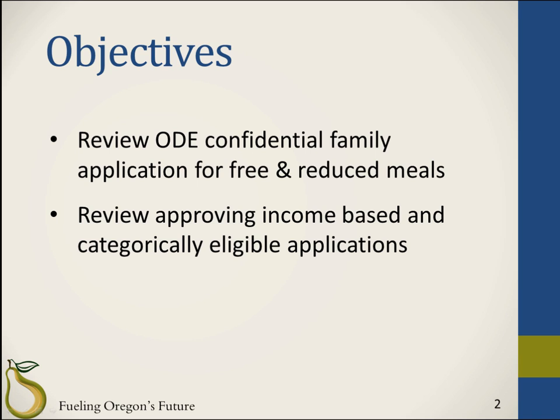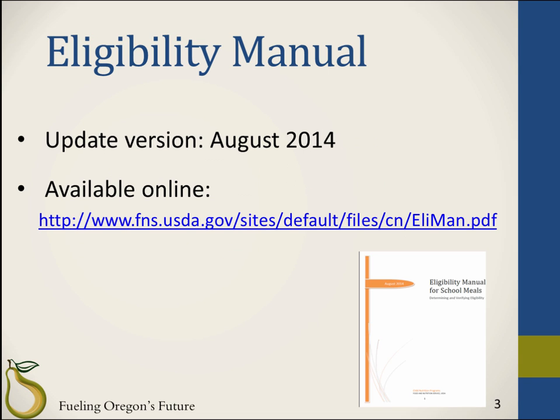The objectives for this training are: review the Oregon Department of Education confidential family application for free and reduced meals, and review approving an income-based and categorically eligible application. Please note that the most recent version of the eligibility manual for school meals is August 2014. This manual is an excellent tool to assist you in the eligibility process. This manual is available online at the website noted on the screen. You can also find the link at the end of this training on the resource slide.